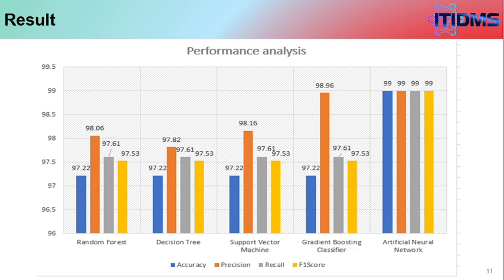The outcome of the machine learning models, as we can see through our chart, in case of random forest, the accuracy was 97.22, precision was 98.68, recall was 97.61, and F1 score was 97.53. In case of decision tree, it was 97.22 for accuracy, 97.82 for precision, recall had been 97.61, and F1 score was 97.53.